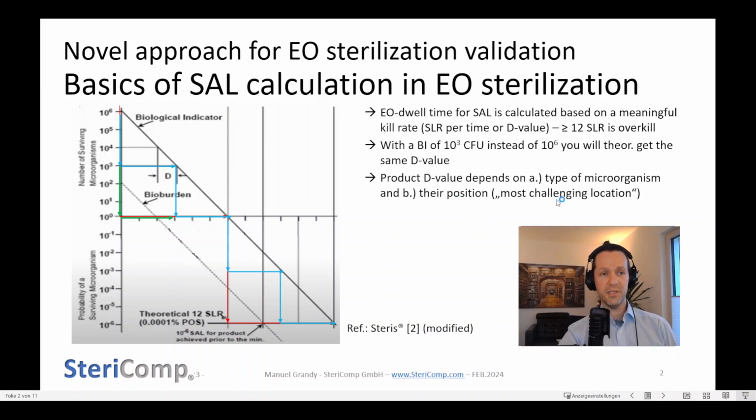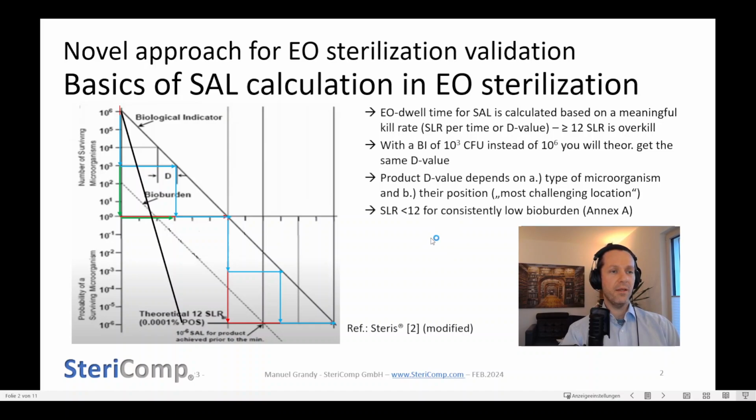And the second point is the position of this microbial burden. So if you place it at the most challenging location again, like here, and you take it out of that location, also if it's a Bacillus atrophaeus, of course it will lead to a lower D value. For example, outside of that device, which could be a suggestion of this novel approach, the D value will again be lower because it's much easier accessible for EO and for steam, for example.